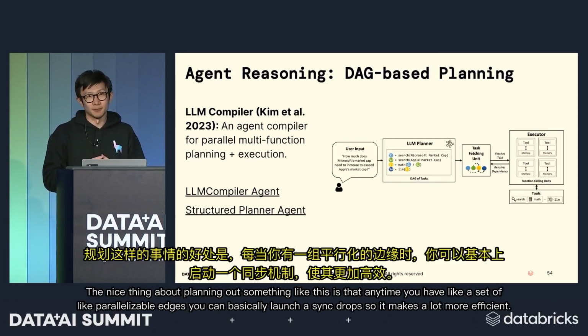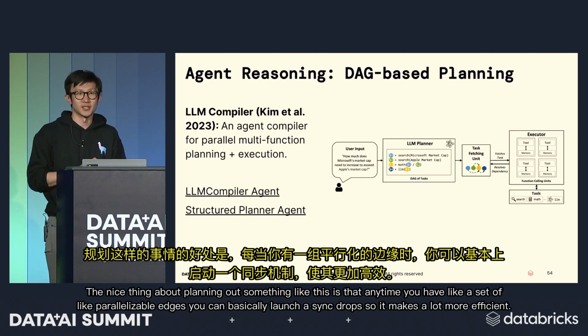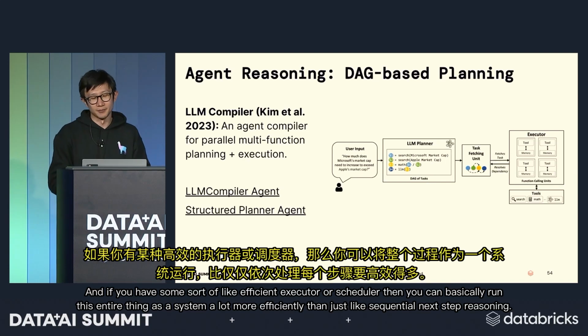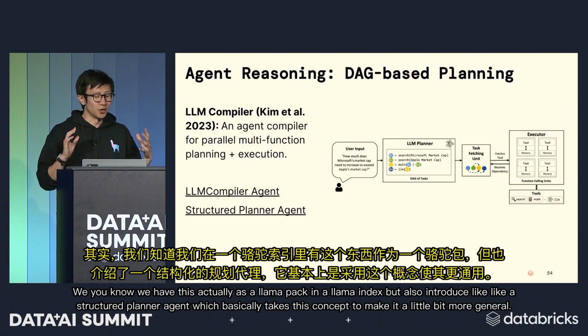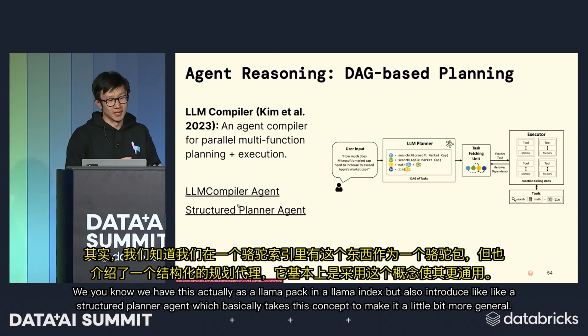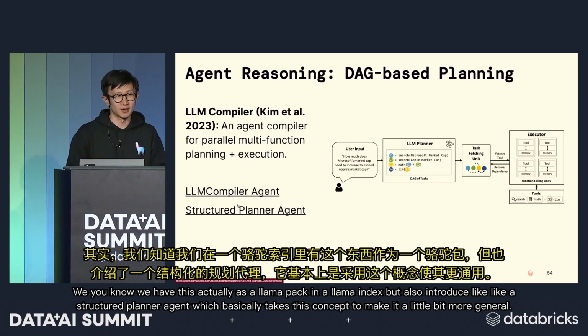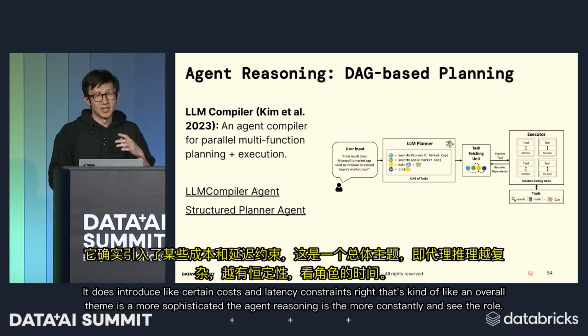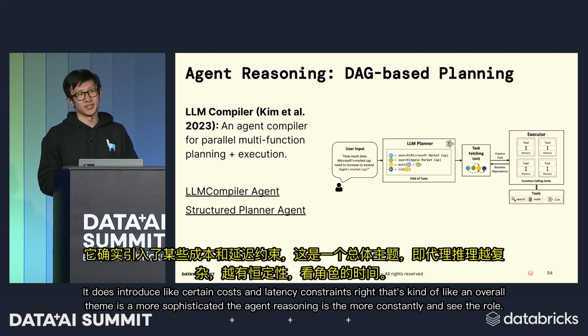The nice thing about planning out something like this is that anytime you have a set of parallelizable edges, you can launch async jobs, so it makes it a lot more efficient. And if you have an efficient executor or scheduler, then you can run this entire thing as a system a lot more efficiently than sequential next-step reasoning. We have this as a Llama Pack in LlamaIndex. We also introduced a structured planner agent, which takes this concept and makes it a little bit more general. It does introduce certain cost and latency constraints, right? That's an overall theme: the more sophisticated the agent reasoning is, the more cost and latency there will be.